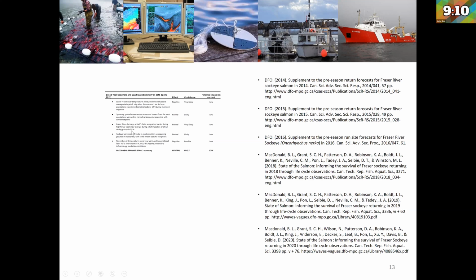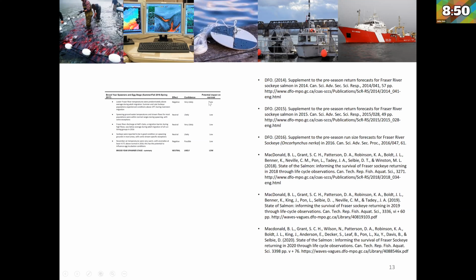So every year we go through this, we pull out key observations, and then we describe whether the effect is positive, negative, or neutral, and how confident we are in that effect. So for example, upstream migration temperatures above 19 degrees Celsius, we know is a negative effect, and there's a lot of research to link that. So we called it very likely.